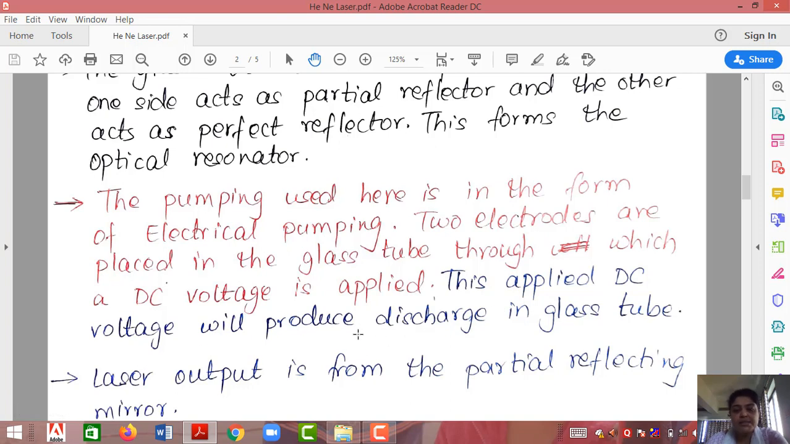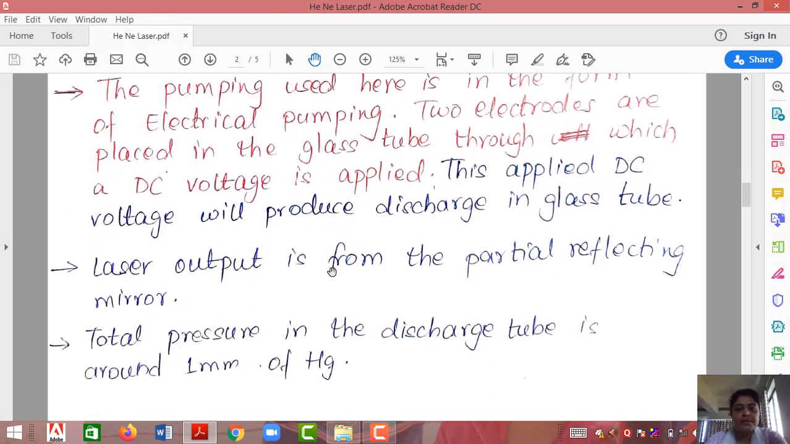What actually happens, the DC supply which is given will excite the electrons of helium gas. After excitation of helium gas, the electrons start colliding and this collision is then transferred to neon. The laser output which we get is from the partial reflecting mirror, because the perfect reflector will not let the photons out. It will push the photons back in the glass tube.